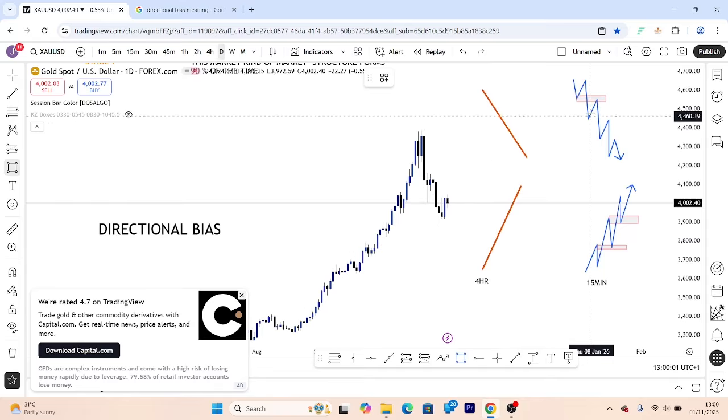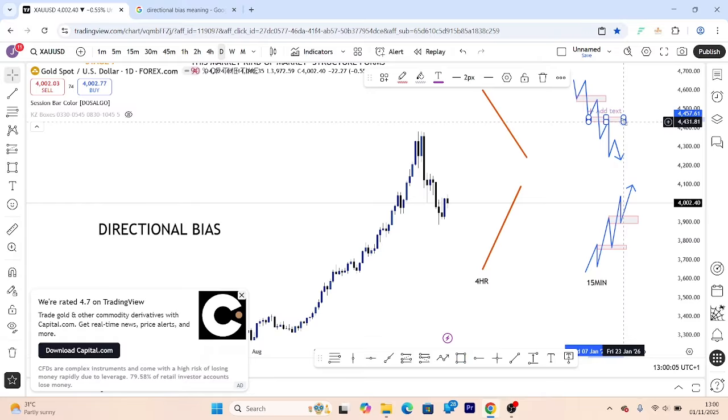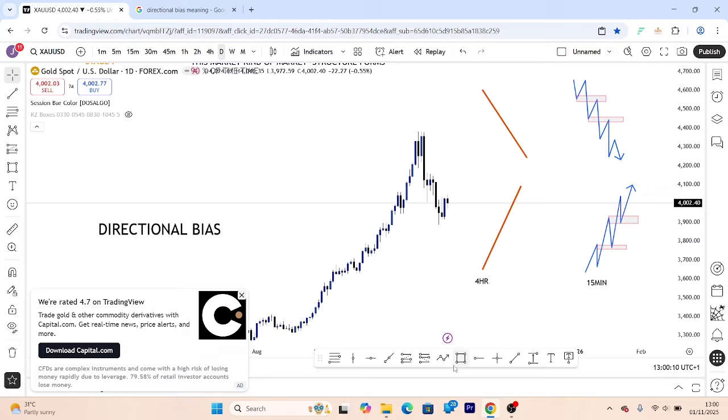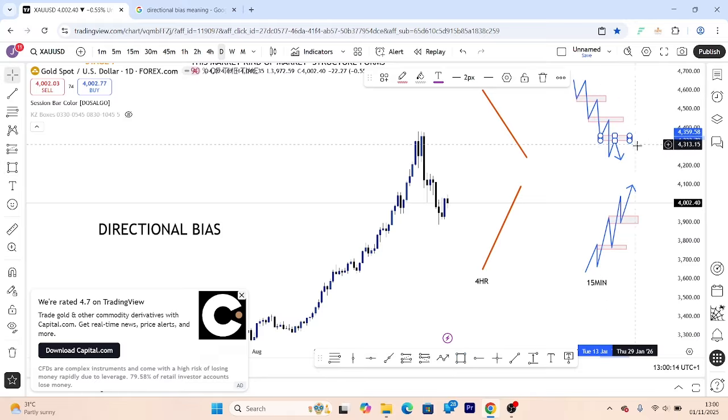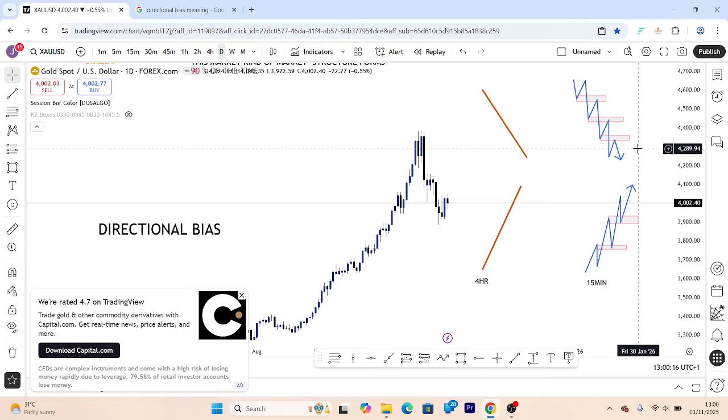Then I'll do it again, my point of interest. Then market came here, tested the place, then now moved to the downside. Then again, the same thing, right?